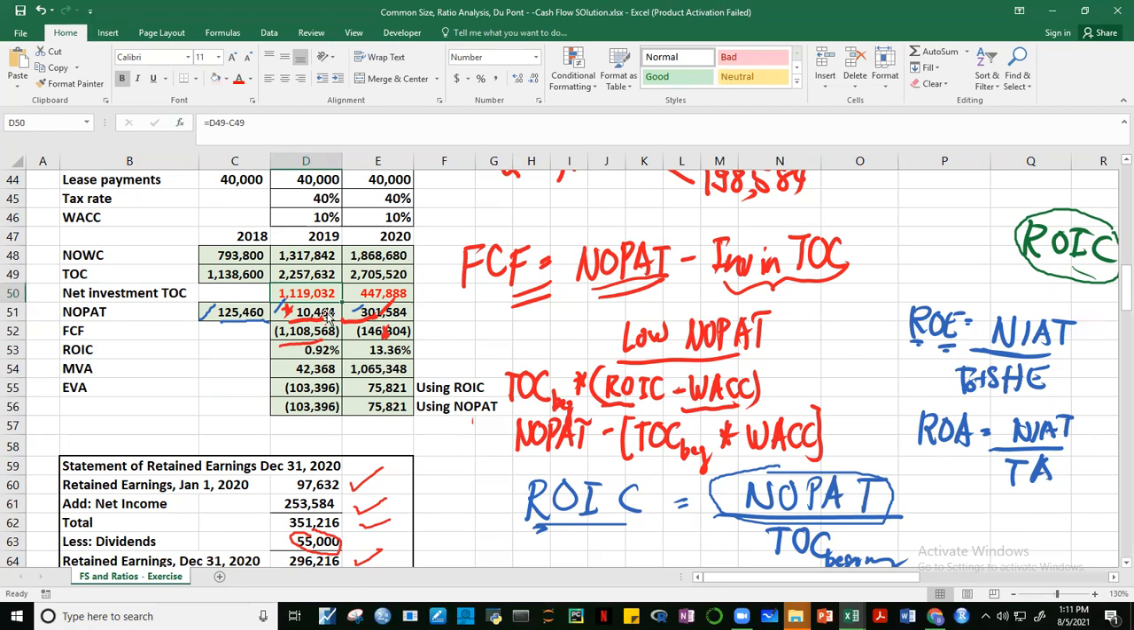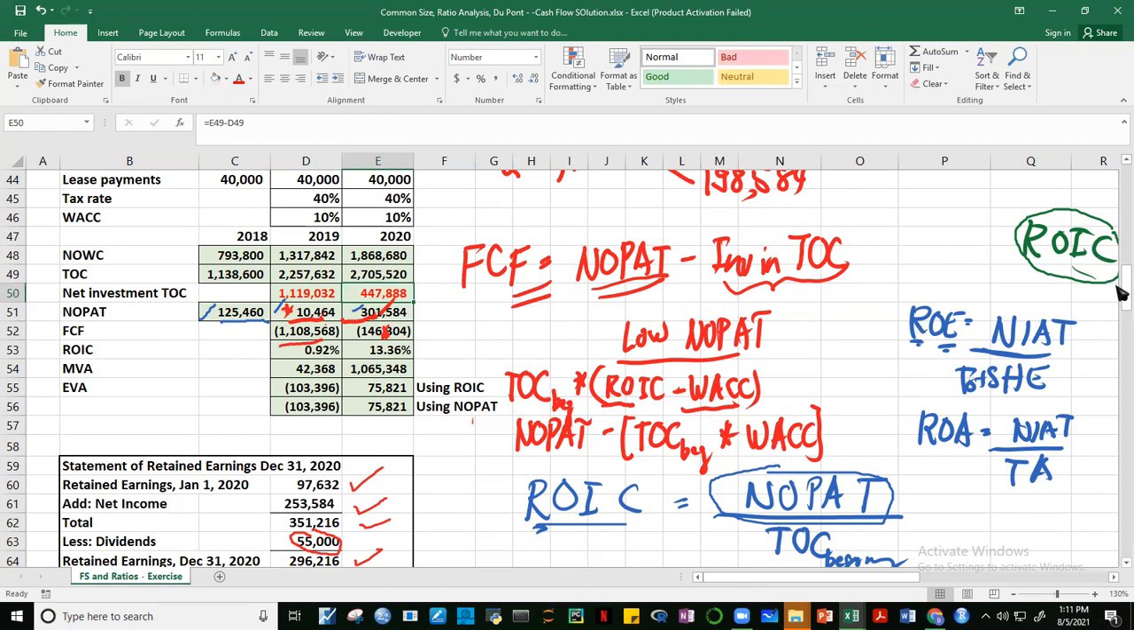Okay, so dito din sa 2020, see, although mataas yung NOPAT compared to 2019, yet relatively mataas din yung investment in TOC, no? So the negative 146 was a result of a high investment also in TOC. Now, kailan nagiging pangit yung FCF na negative?